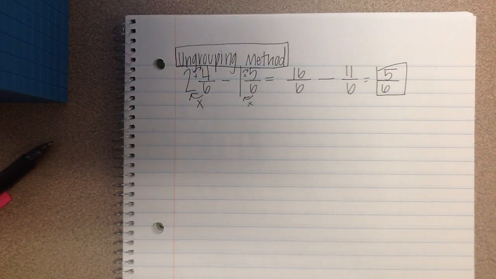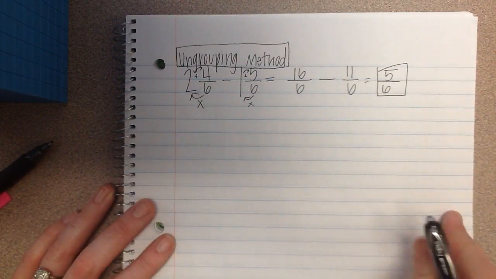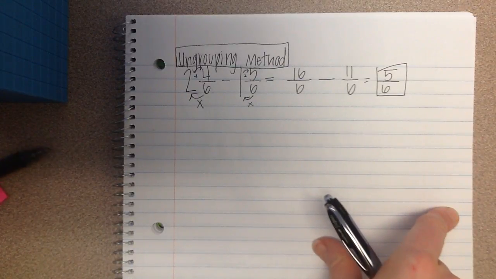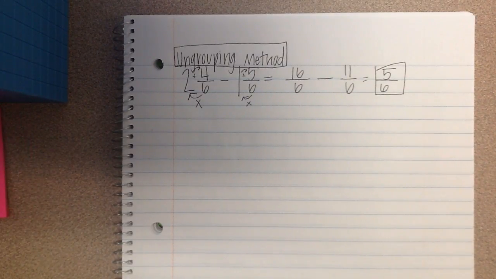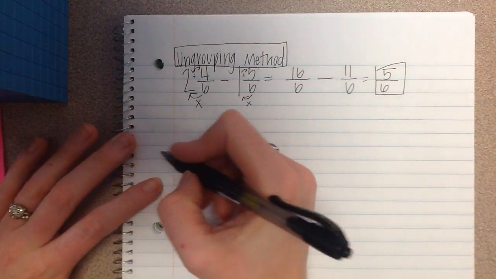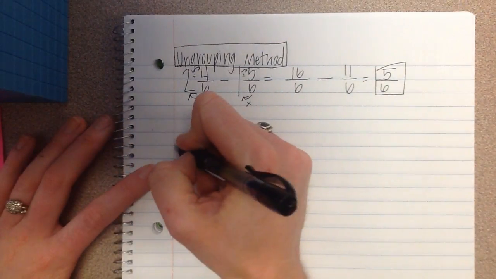The ungrouping method is extremely easy because you don't have to borrow. If that borrowing really confused you, then this would be a good method to do, turn them into improper fractions at the very beginning. You could also do this for adding fractions if that confuses you as well. I'm going to show you one more problem. I'm not going to do the ungrouping method, I'm going to do the borrowing method.